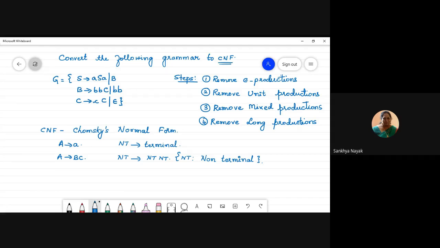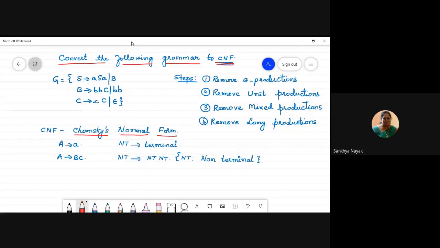We'll continue from yesterday's class and we'll solve one or two problems today. Okay. Next class we'll start with the push down automata. So in yesterday's class we were doing convert a given grammar, some grammar which is given, which is a CFG, context free grammar, into CNF form. CNF means Chomsky's normal form.